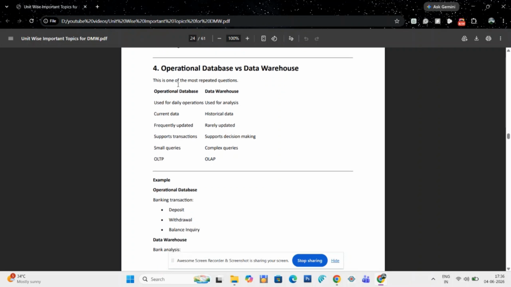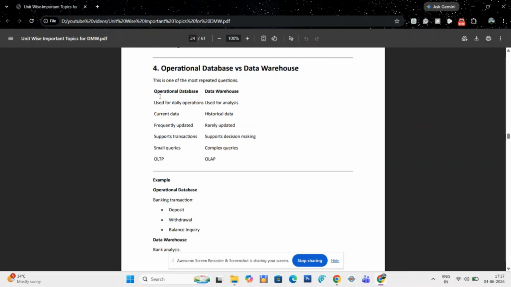The fourth concept is operational database versus data warehouse. This is one of the most repeated questions. An operational database is used for daily operations and a data warehouse is used for analysis. Operational databases work on current data and data warehouses work on historical data. Operational databases are frequently updated and data warehouses are rarely updated. Operational databases support transactions, while data warehouses support decision making. Operational databases execute small queries and data warehouses execute complex queries.